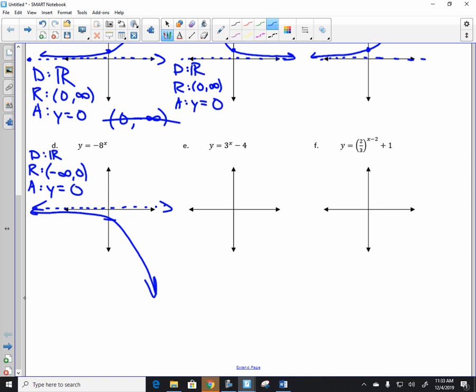How about the next one? What's the transformation here? Down 4. So is that going to affect the asymptote? Yeah, the asymptote will move from 0 to negative 4. 1, 2, 3, 4. Now, if it normally goes through the point 0, 1, but it's shifted down 4, now what's it going to go through? 0, negative 3. That's where it's going to head through. We have the domain of all real numbers. What's the range?